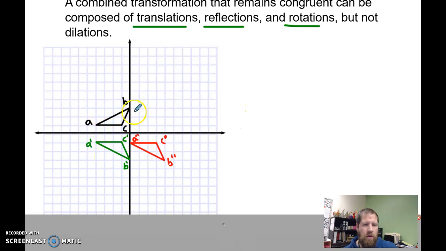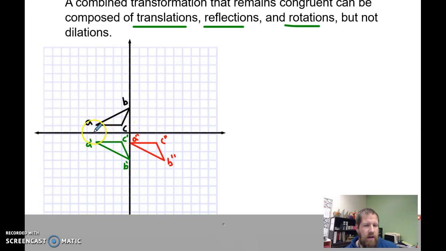So you solve one, and then you go on to the next one. My green triangle, my prime triangle, to my double prime, looks like it just slid over there. It didn't flip, it didn't change its orientation, and it didn't change size. So I think this is just going to be a translation, and it looks like it moved over 1, 2, 3, 4 to the right.